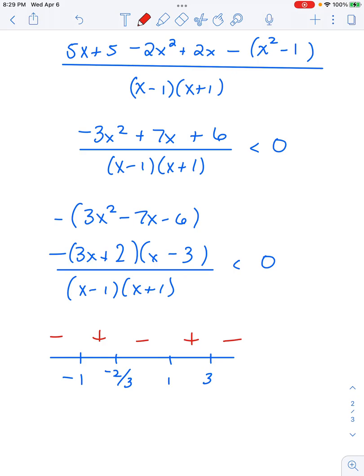There are no equal to's, so I don't have to worry about any closed circles whatsoever. So I'm going to open circle everything, and it says less than 0, so shade all the negatives.